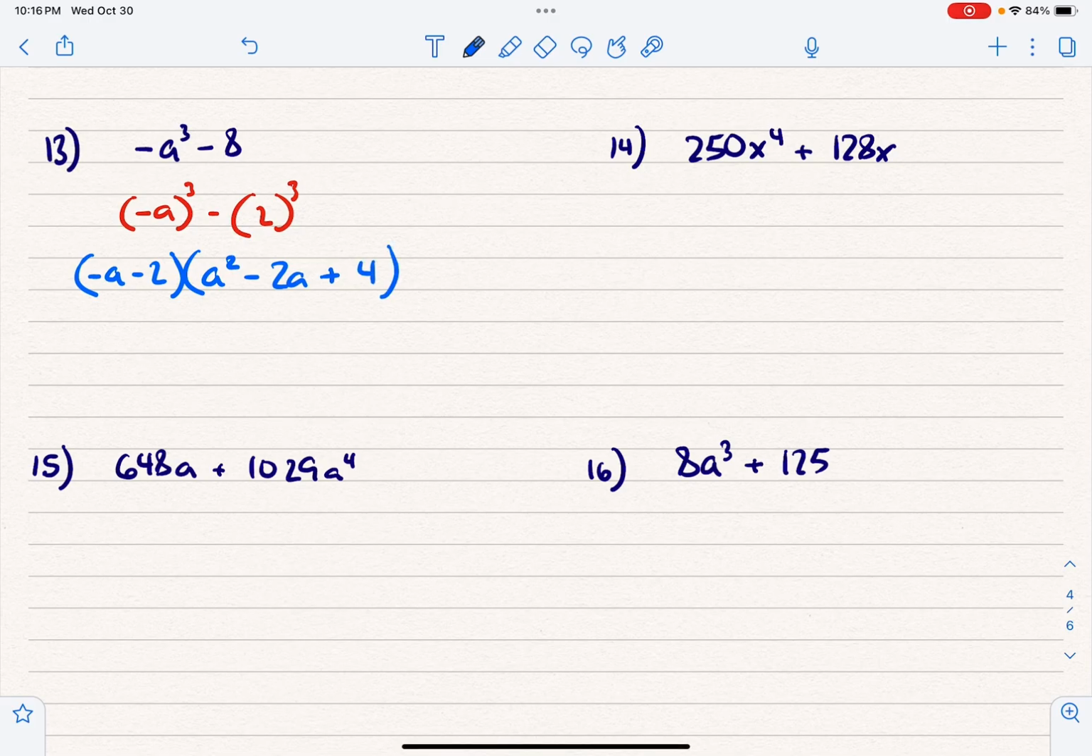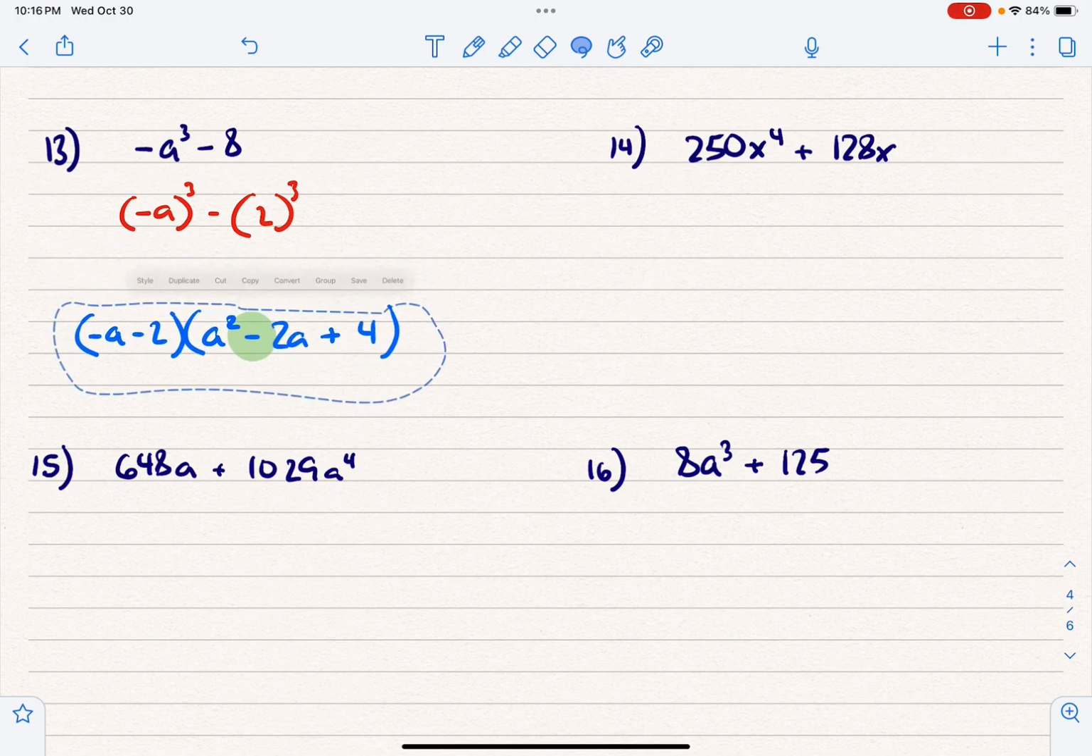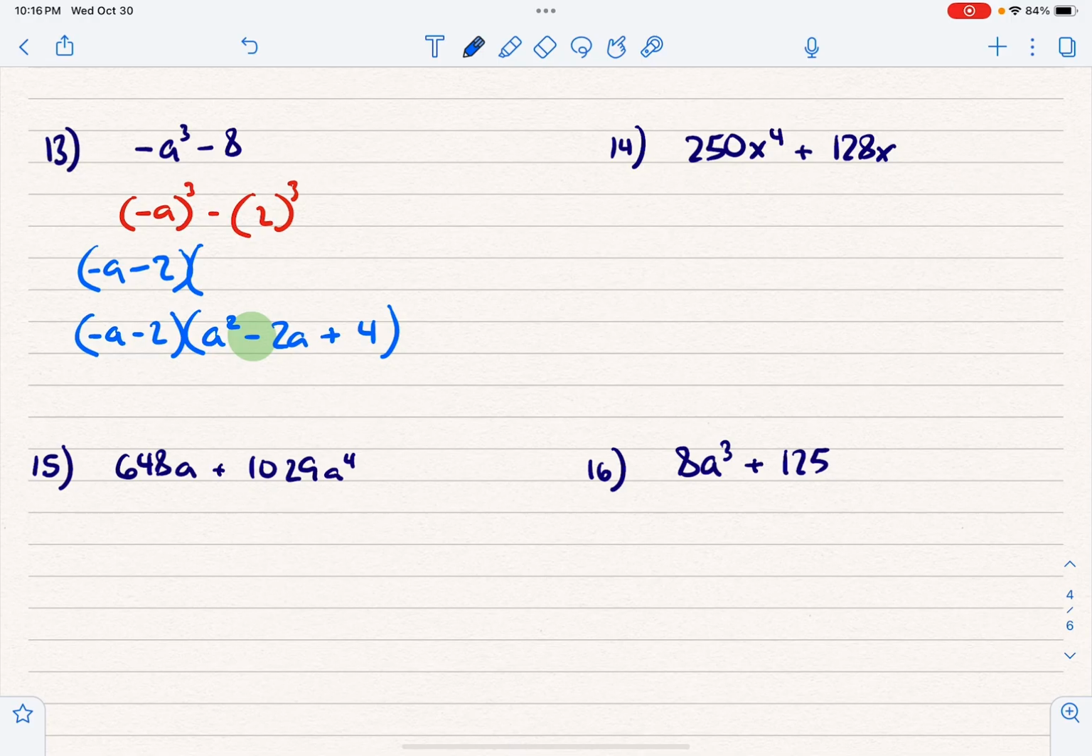Now, some of you might question, well, wait a minute, I thought it was always supposed to be minus plus plus. And that's true, except really there would even be another in-between step, because this would be negative a minus 2 times a squared plus negative a times 2 plus 2 squared. And negative a times 2 would give me negative 2a. So that one had so many negatives involved that maybe you made a mistake there, but I just wanted you to see exactly how that problem should be done.